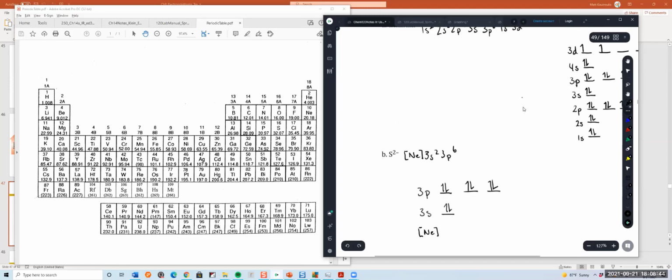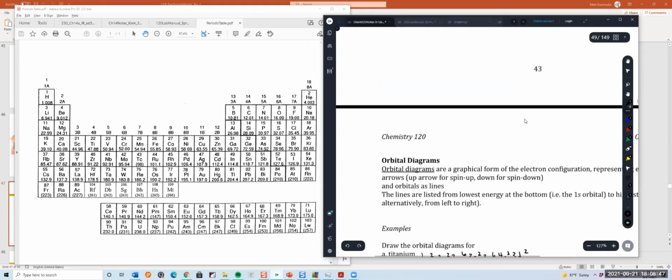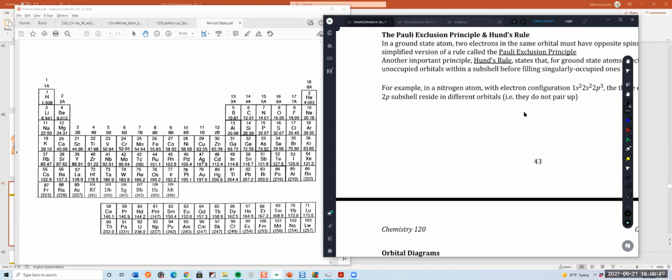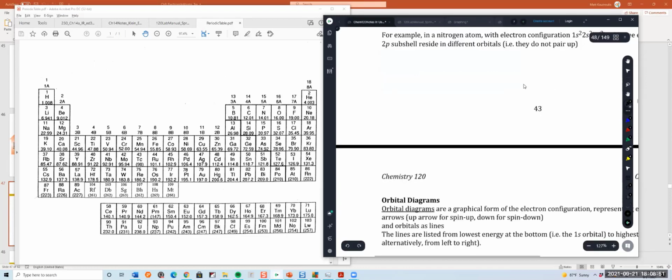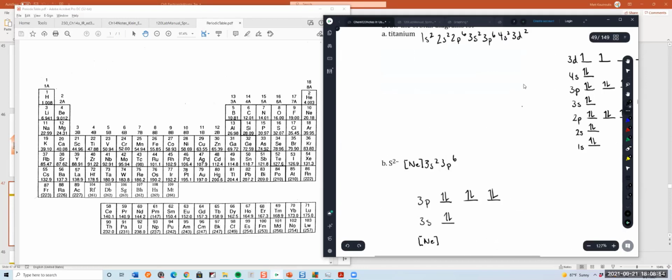Okay, so that's what this is all called electronic structure. It's knowing where the electrons fill into atoms, so we can understand how they're going to react.